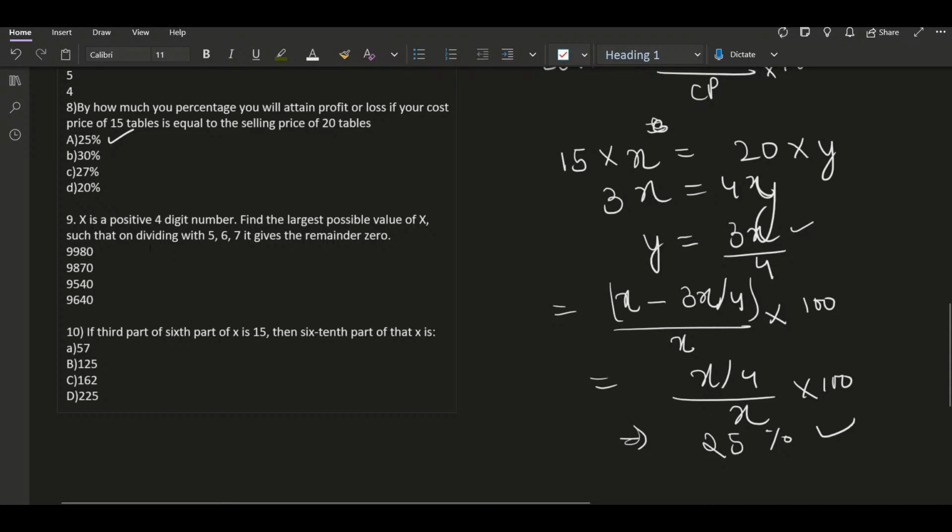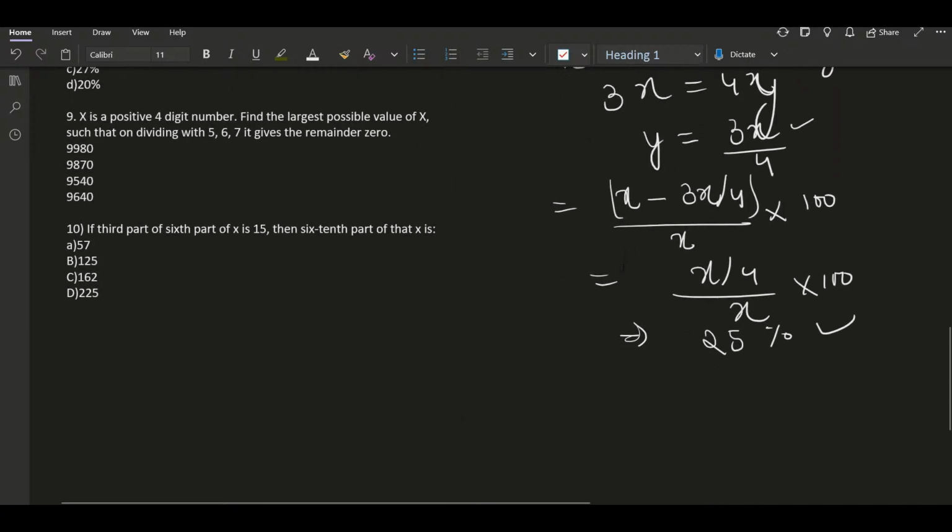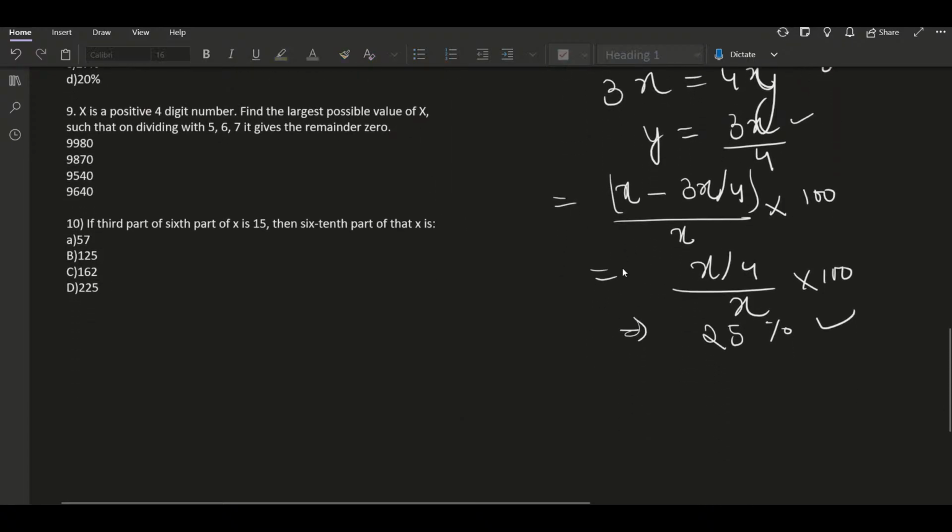Next, the question is: x is a positive 4-digit number. Find the largest value of x such that on dividing x by 5, 6, 7, it gives the remainder 0. So it is a kind of problem you can approach from the last position, that is 9999. Now you can start checking the values, whether the given value is divisible by all of them or not.